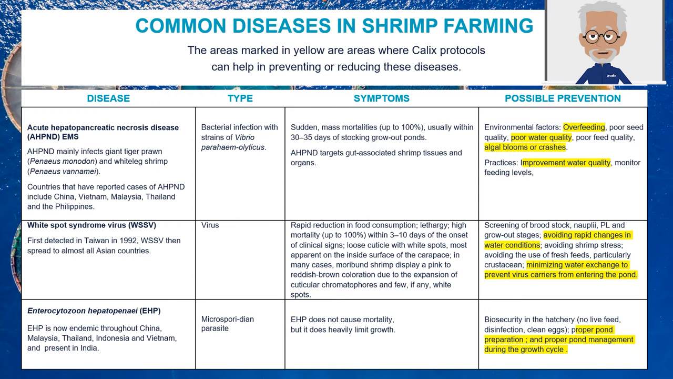When looking at different prevention methods available, we see some common themes. Poor water and pond bottom quality and management. Reduction in stress due to extreme changes in parameters. And reduction in water exchange. These are all areas where the use of AquaCal Plus, along with slight changes to the culture, can help.